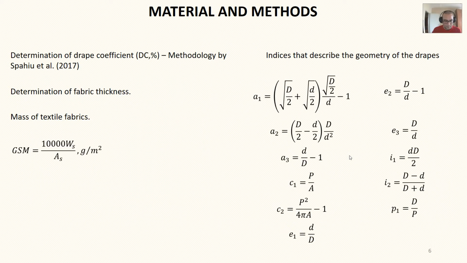The drape coefficient DC is obtained by the methodology of Spahiu et al. using a standard drape tester. Also, the fabric's mass and thickness were determined. Indices that describe the geometry of the drapes are presented with their mathematical formulas. They are calculated by the short and long axes of the draperies.